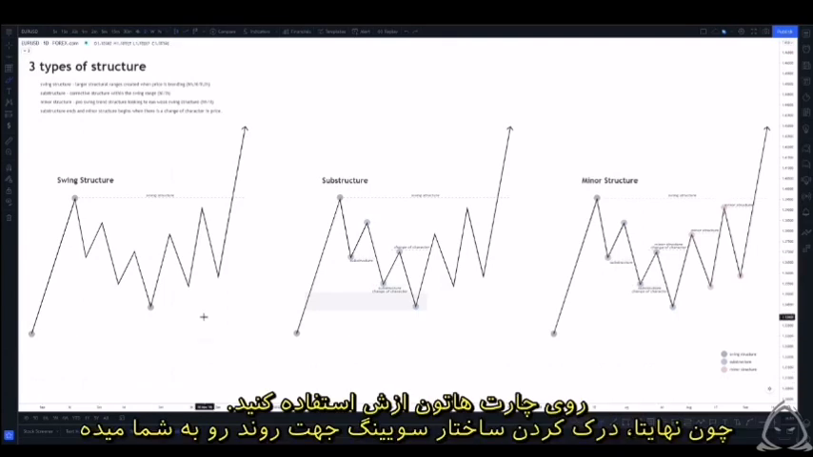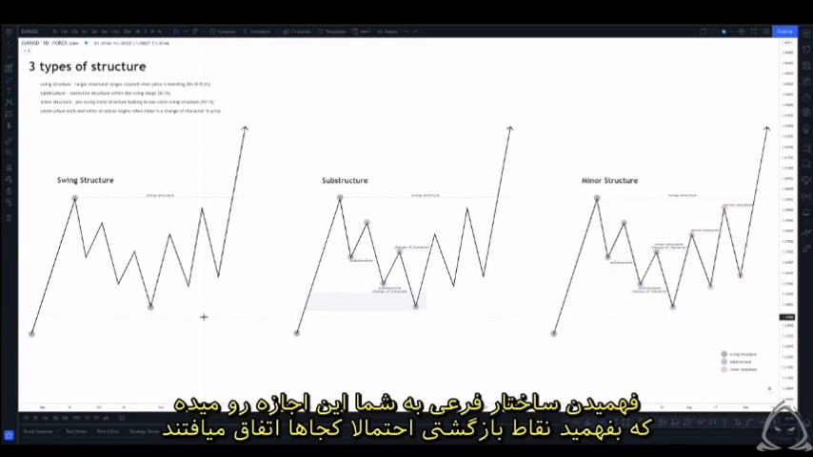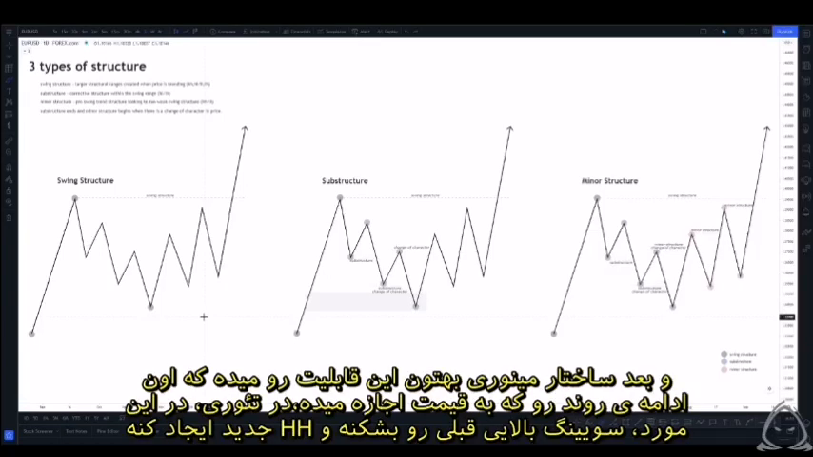day, understanding your swing structure is going to give you your trend. Understanding your substructure is going to allow you to know where likely turning points are bound to happen, and then minor structure is going to allow you to see that continuation of the trend that would, in theory, allow price to, in this case, run the previous swing high to form a new higher high.